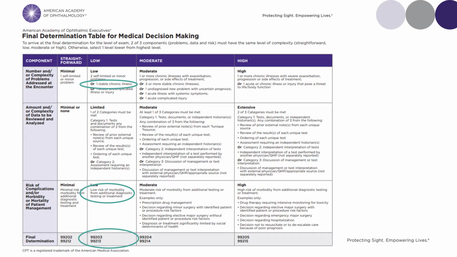Let's take a look at the Academy's final determination table for medical decision-making, and you can see here with the problem category, 1 stable chronic illness is categorized as low MDM. The risk of complications would also be considered low, and as we look down that column, we can see that we would bill a level 3, and in this case for the established patient, a 99213.